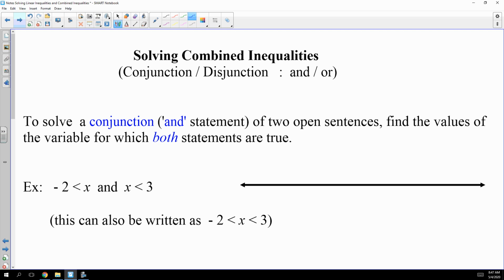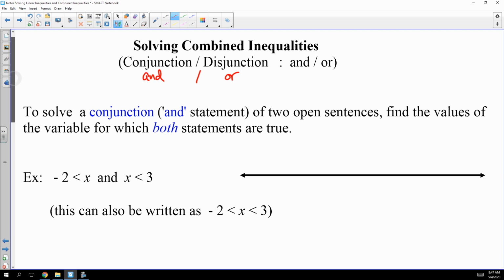A conjunction is an and statement. This is the and statement. And a disjunction is an or statement mathematically. So to solve a conjunction with two open sentences, you have to find the values of the variable for which both statements are true. So mathematically, when we talk about and, every part of it has to be true in order for it to be true at all. When we talk about or, only one little piece of it.